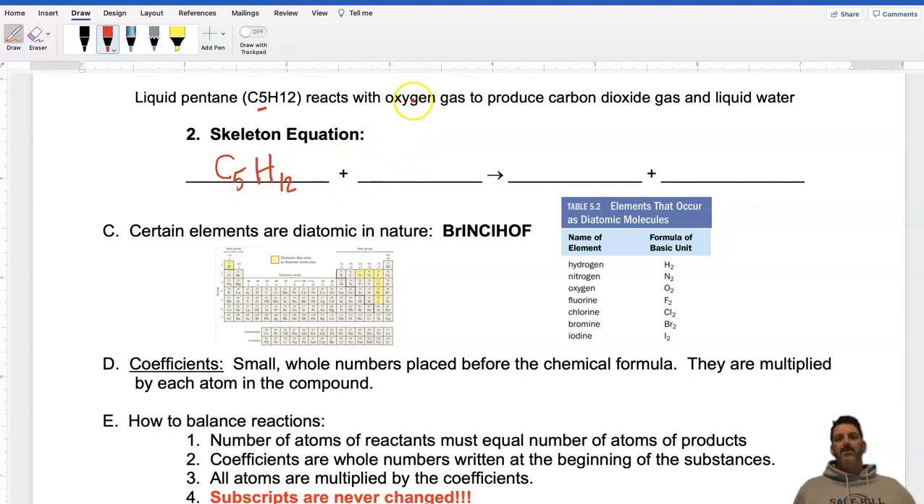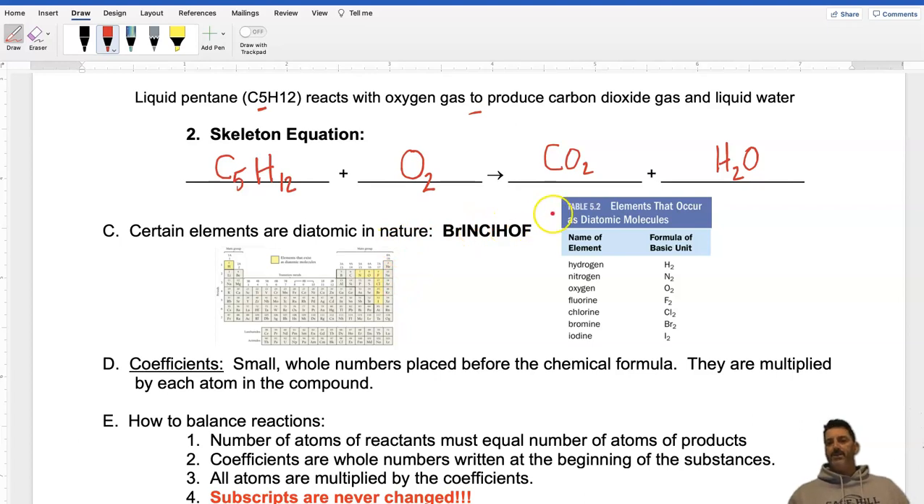Okay, so that reacts with oxygen gas. Now, you may be thinking, well, that's an O. However, some of you are thinking, no, actually oxygen is always written as O2. You're correct, and we'll go back to that in just a second as to how I know when something is diatomic, when it comes in pairs, and when it's by itself. So let's get back to the word equation. It says to produce carbon dioxide and water, so H2O. Okay, so there's my equation.